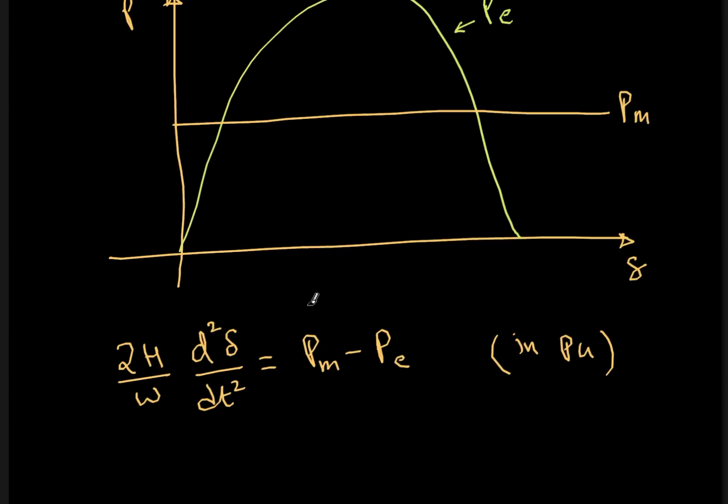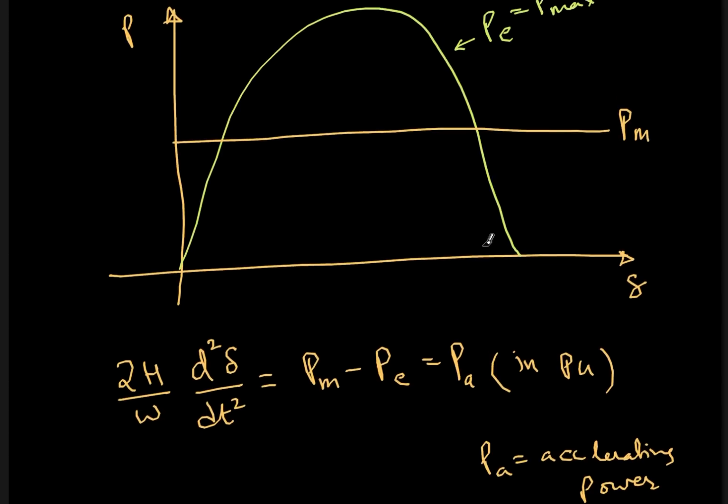If Pm is more and Pe is less, then the rotor will accelerate. This delta is the rotor angle with reference to the rotating reference frame. This difference is denoted as Pa, where Pa is the accelerating power. As the name says, if Pa is positive, meaning the mechanical power is more than the electrical power, then the rotor will accelerate. Otherwise, the rotor will decelerate.